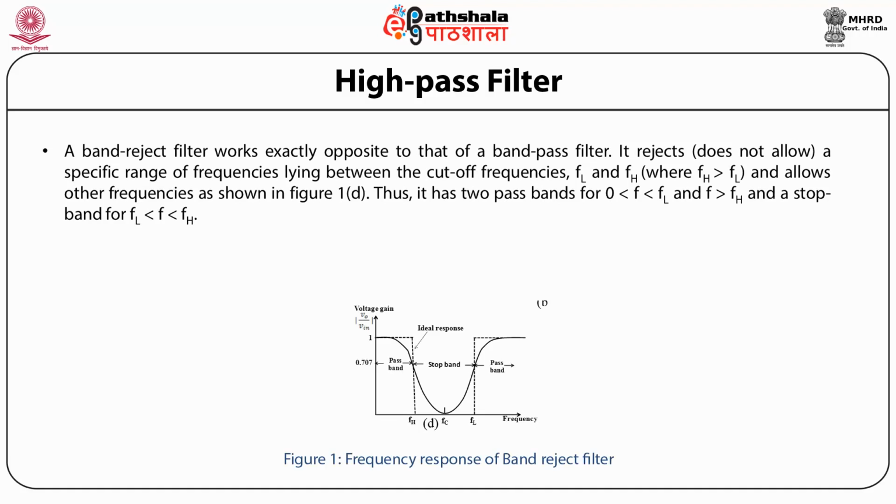A band reject filter works exactly opposite to that of a bandpass filter. It rejects or does not allow a specific range of frequencies lying between the cutoff frequencies FL and FH, where FH is greater than FL. On the other hand, it allows all other frequencies as shown in the figure. Thus, it has two passbands for F lying between 0 to FL and F greater than FH, and a stop band for frequencies F lying between FL to FH.